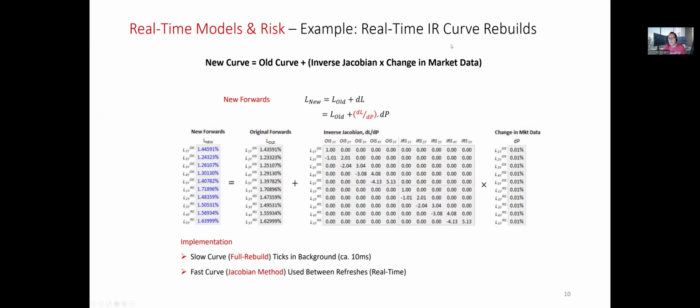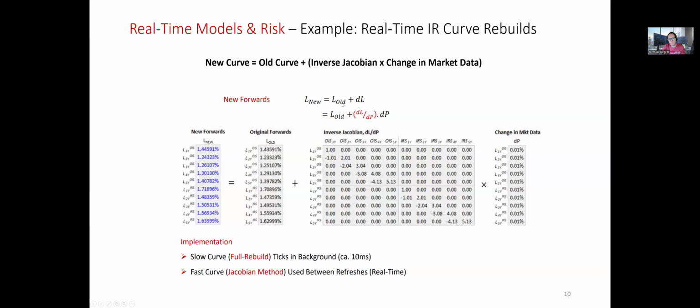Now, here's an example of an interest rate curve for a real-time fast rebuild. I'm using L here for LIBOR rates, but this also applies to SOFR rates and risk-free rates. They all have the same approach, but I'm using the L notation because we still have LIBOR curves as well as the risk-free curves. So it's something we all need to be aware of. These are forward rates. So if we want to know what our new forward rates are going to be in an interest rate curve, we follow this approach.